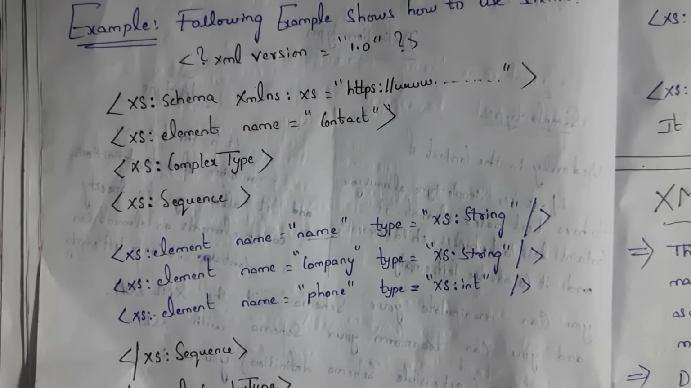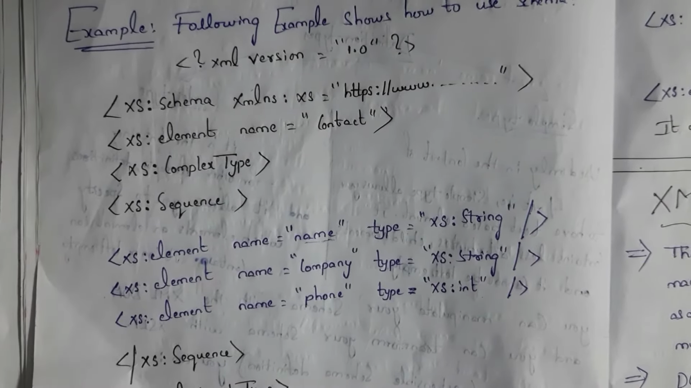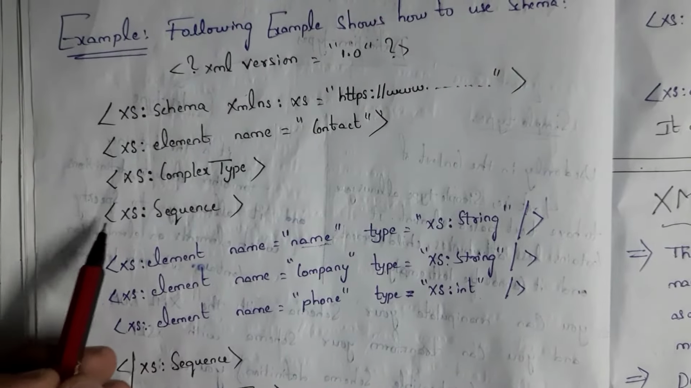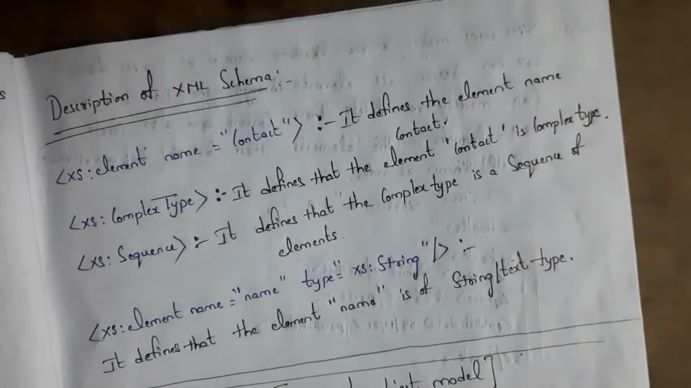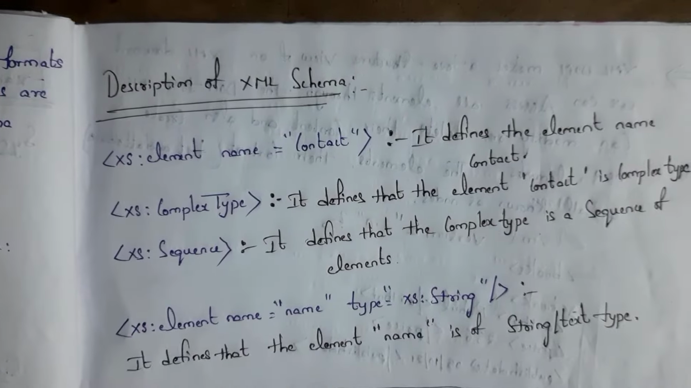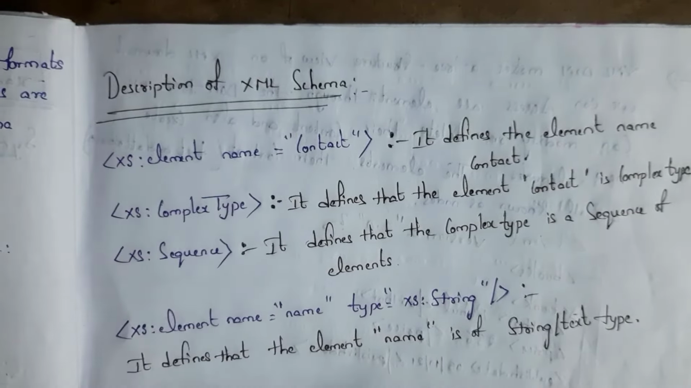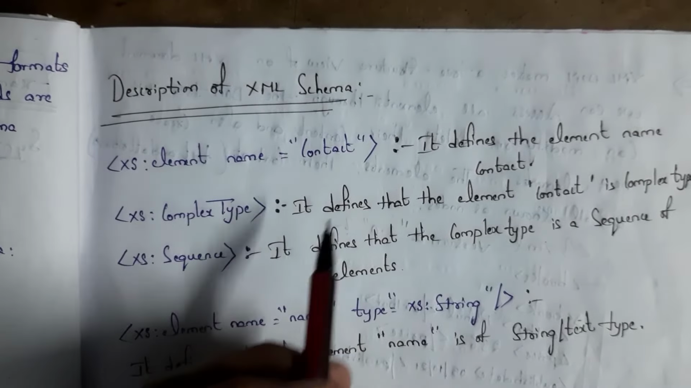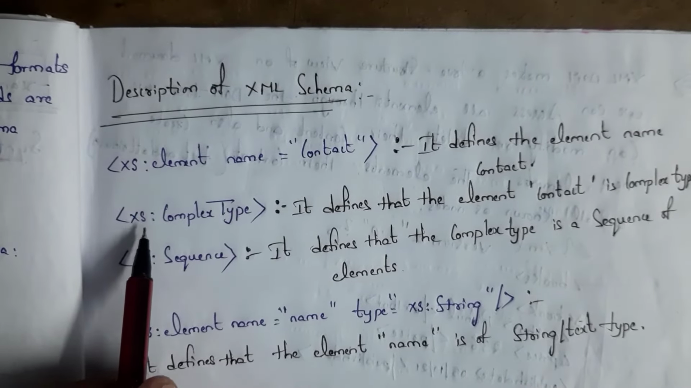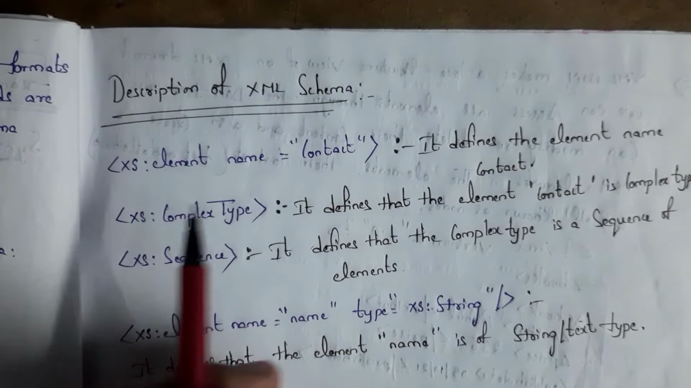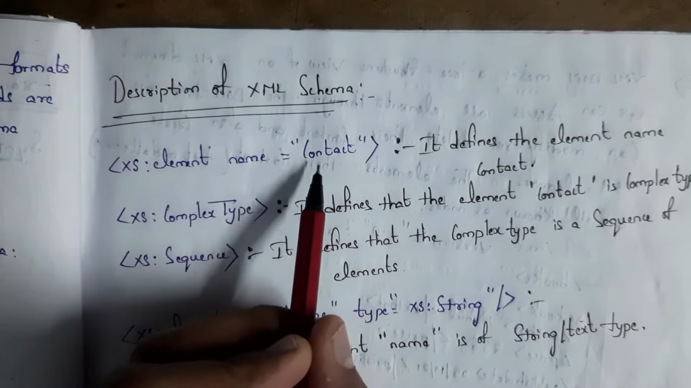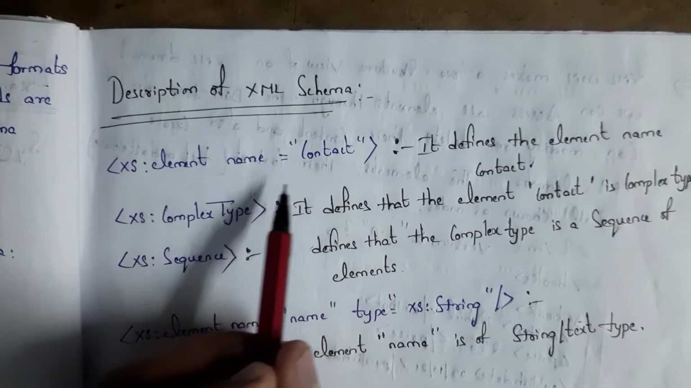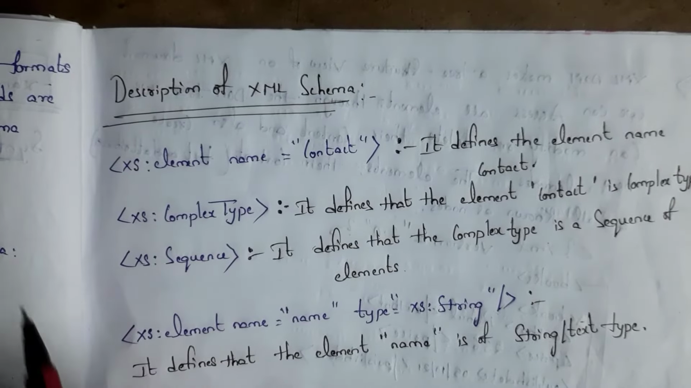After writing this entire program, you need to write the description of these 4 tags. This is the description of these 4 tags. xs:element name equal to contact. The meaning of this tag is we are giving the element name as contact. And the next one is xs:complexType. Meaning of this tag is whatever the element name, that is contact, is of complex type.